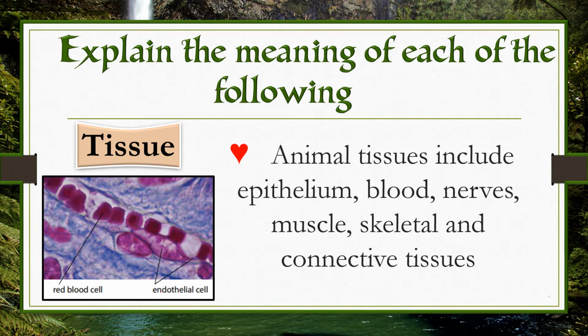Animal tissues include the epithelium, blood, nerves, muscle, skeletal, and connective tissues.